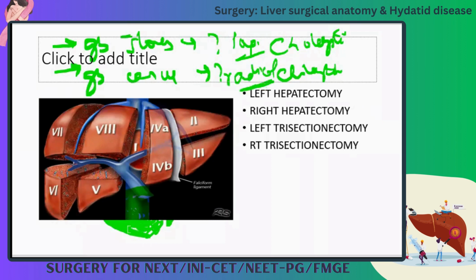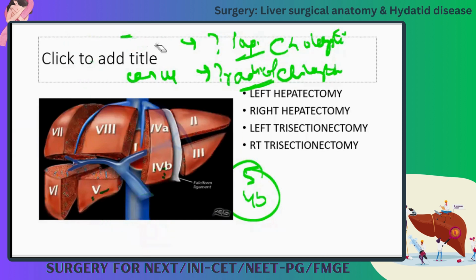See the anatomy and tell me which lobes of the liver are to be removed. 5 and 4B. These are to be removed along with the gallbladder. So the segments which are removed in radical cholecystectomy are 5 and 4B. Yes? So just remember that point.